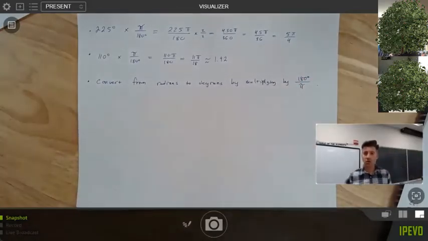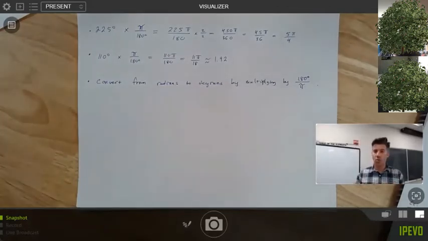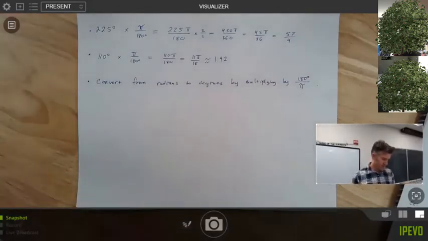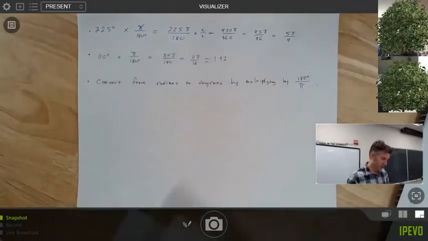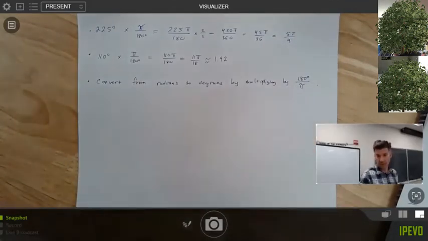If you're ever not sure what you want to multiply by to convert, the thing you want to end up with should be on the top. So if you're trying to convert to radians, you want the radian measure on top, pi radians over 180 degrees. If you're trying to convert to degrees, you want the degree thing on top and the radian thing on the bottom.